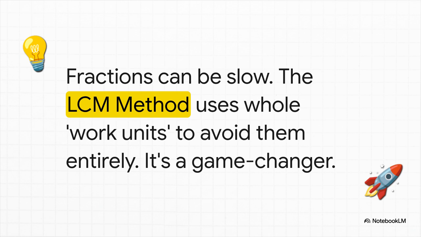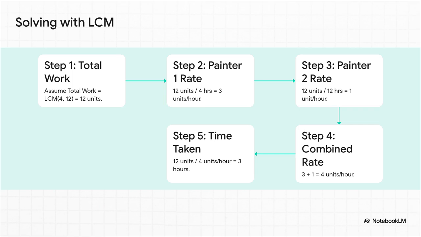Instead of thinking of the job as one whole room, we're going to imagine it's made of a specific number of work units. This little trick is a complete game changer. Let's unleash this on our painter problem. The lowest common multiple of their times, 4 and 12, is 12. So let's pretend the total job isn't one room, but 12 units of painting. Now, watch how easy this becomes.